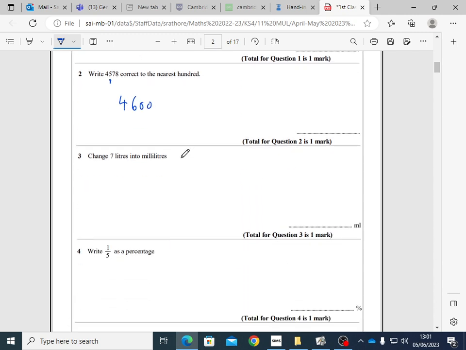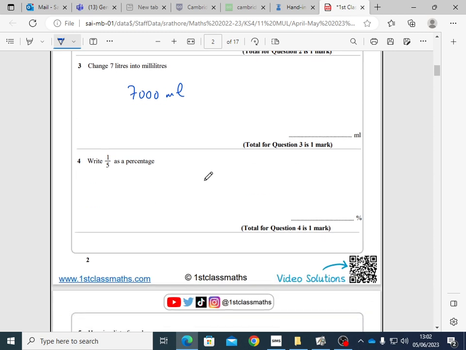I'm going to go through this pretty rapid so that you can look at it later. Now, 7 liters into milliliters. You should know there's 1,000 milliliters in a liter, so that will be just 7,000 milliliters. Okay. This has a percentage. You've got a calculator, so just go in your calculator and press it into a percentage. But whenever you want anything into a percentage, you times it by 100. So that's just 20%.